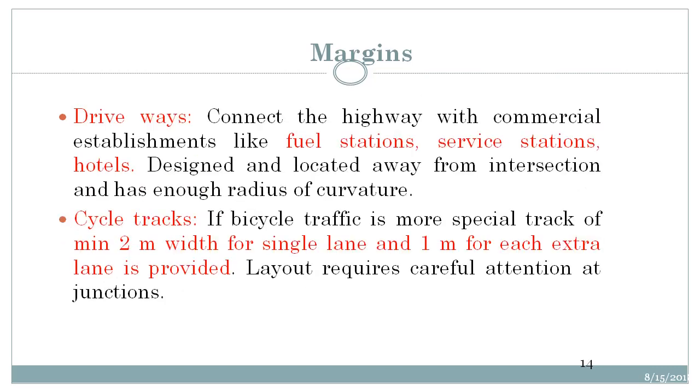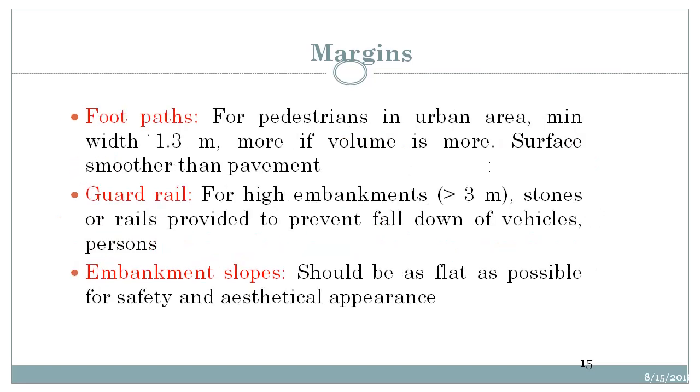Driveways connect the highway with commercial establishments like fuel stations, service stations, hotels. Designed and located away from intersection and has enough radius of curvature. Cycle tracks, if bicycle traffic is more, special track of minimum 2 meter width for single lane and 1 m for each extra lane is provided. Layout requires careful attention at junctions. Footpaths, for pedestrians in urban area, minimum width 1.3 meter, more if volume is more.